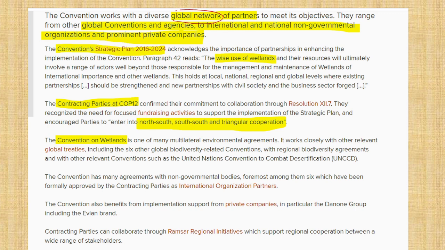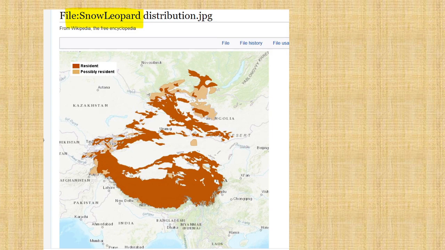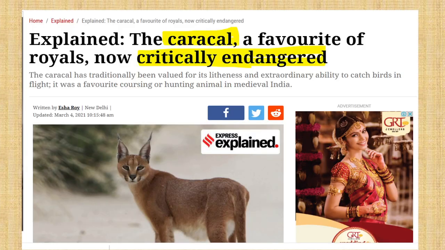This is a global network of partners: international, national, non-governmental. The point UPSC will say is that they work only on the international level. But if you see, they are working with all partners. Whatever partners are there for protection of a wetland, you have to work with them and make use of them. That is what the Ramsar Convention is doing. Next, I think this topic we saw in the previous video itself, so next we'll go here.